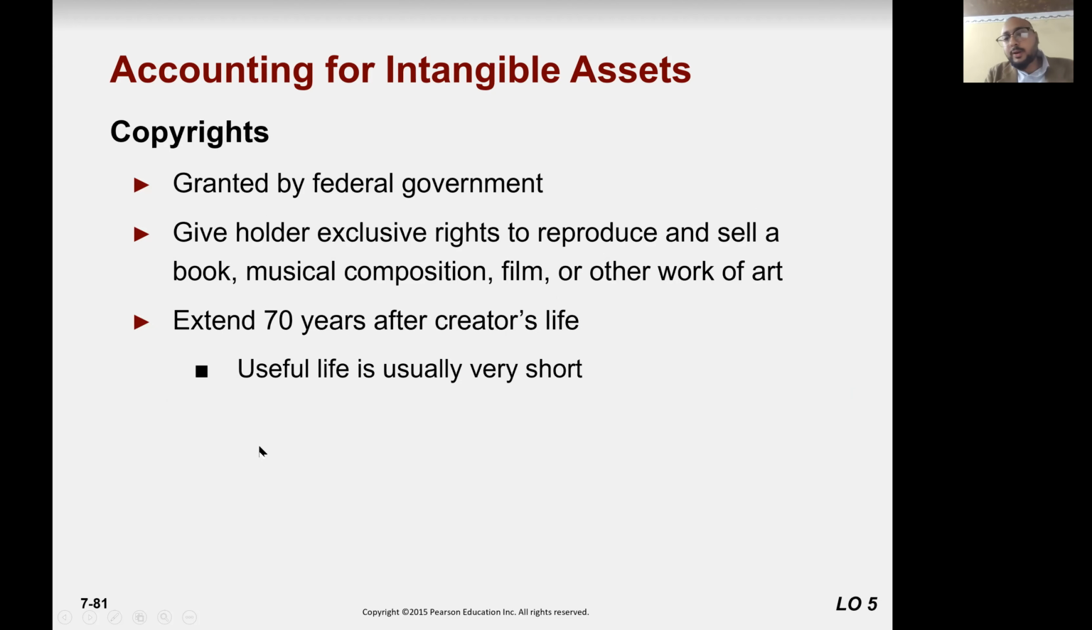Copyrights have a shorter life than would be expected. Copyrights are normally also granted by the government. It has given the exclusive right to produce and sell. It may take 70 years after the creator's death. If I invented something and I'm selling something, I can also pass it to my generations, extending up to 70 years after I pass. But normally it has a short life according to the nature of the contract.